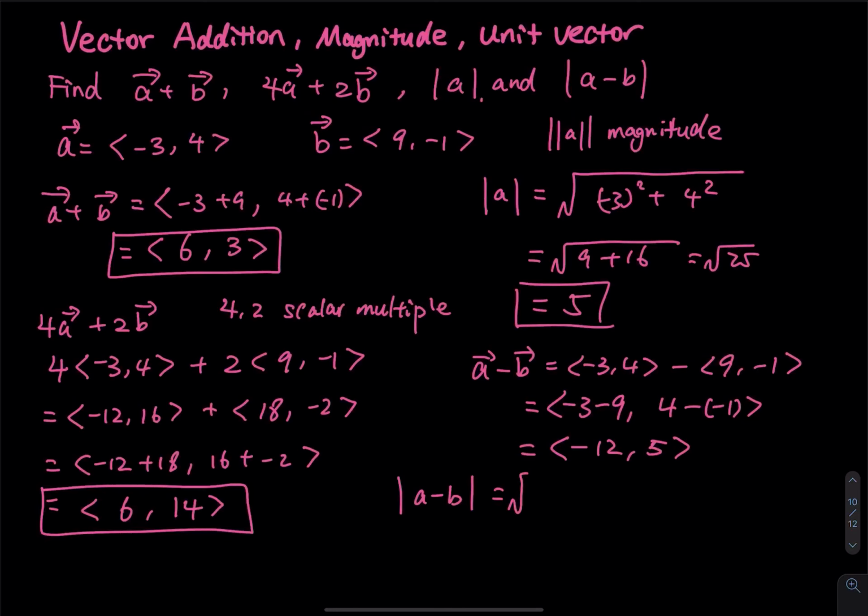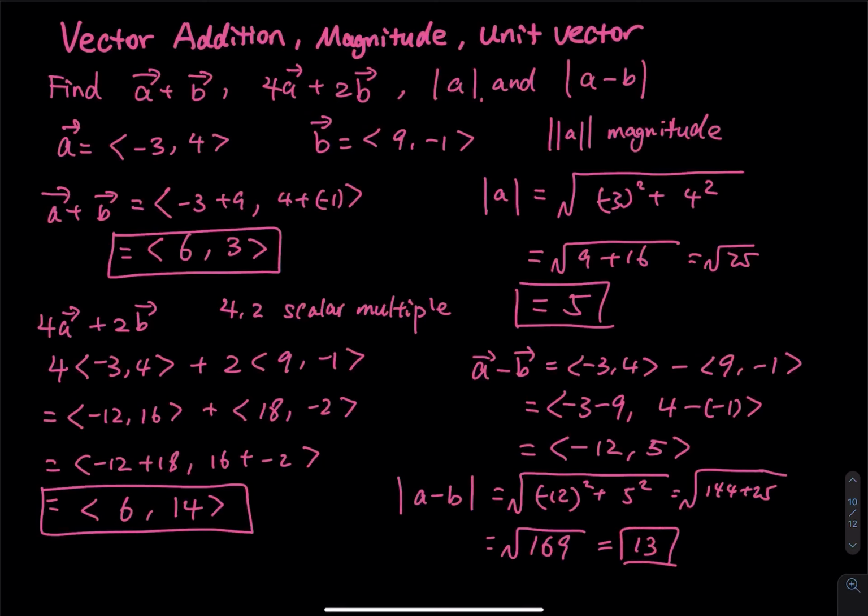And then we find the magnitude of that. So that is the square root of (-12) squared plus 5 squared. So that is 144 plus 25, which equals 169. They make the number nice for you. The square root of 169 is equal to 13. Alright, so that is the end of the first problem, and one problem is never enough.